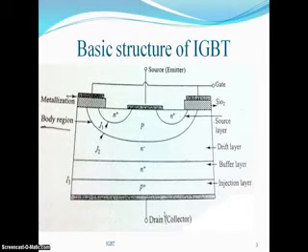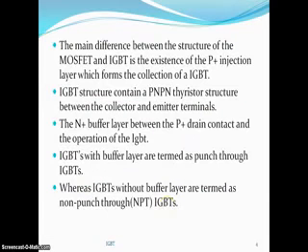The N plus buffer layer between the P plus drain contact and the N minus drift layer is not essential for the operation of the IGBT. IGBTs with buffer layer are termed as punch-through IGBTs, whereas IGBTs without buffer layer are termed as non-punch-through IGBTs, as explained here.